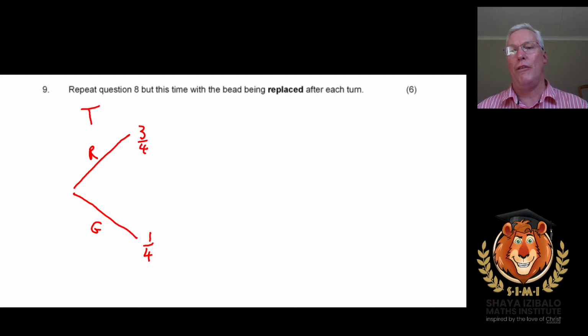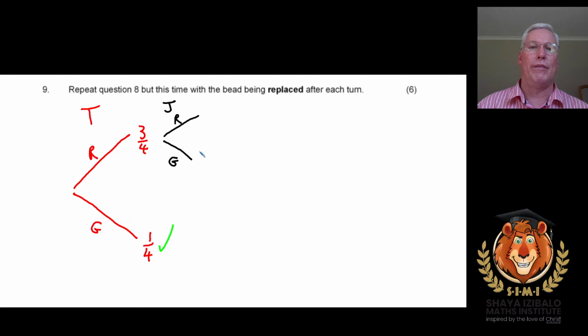Now it's John's turn. I'm going to use the black pen as I did previously for John's turn. John could get a red or a green. If John gets the green, it's game over. All right. So this here represents a win for Tandy. If John gets a green here, and the chances of that are, notice now, because the bead's been put back in, the probabilities are now fixed at 3/4 and a quarter. This would represent a win for John.